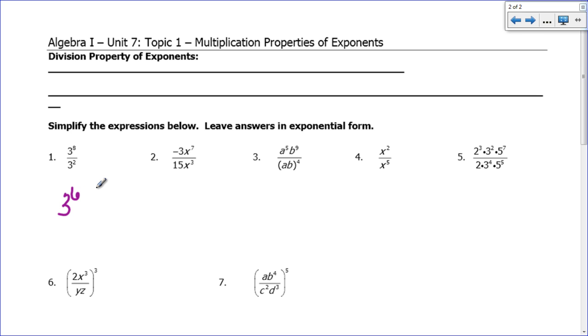Now for a problem like number 2, the base is the x. And so I'll keep my x and subtract those exponents. 7 minus 3 is 4. But then this negative 3 over 15, these are coefficients, and I have to simplify that. I usually do it by dividing, but since the bigger number is in the denominator, the division is going to make a decimal. So I'm just going to simplify that fraction. Negative 3 over 15, I can divide them both by 3. So this becomes negative 1/5 x to the 4th.